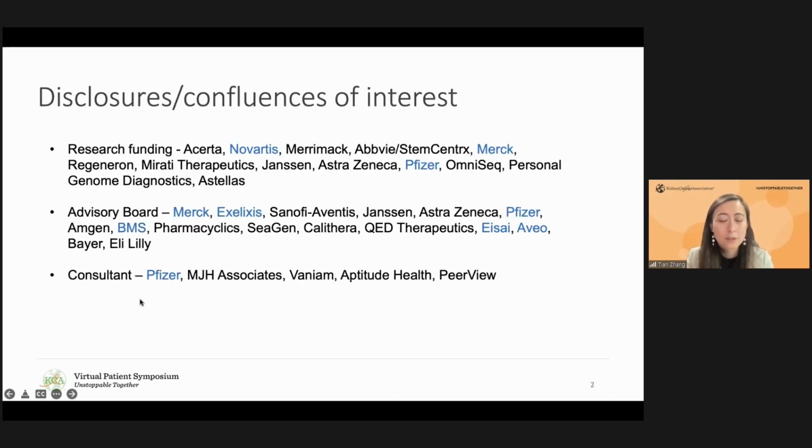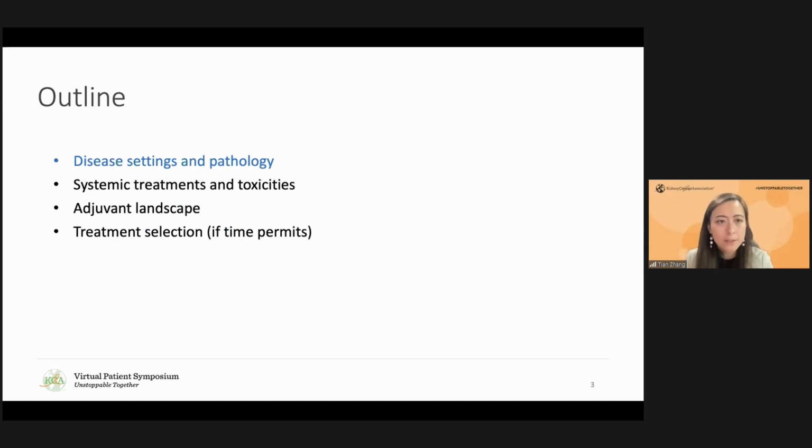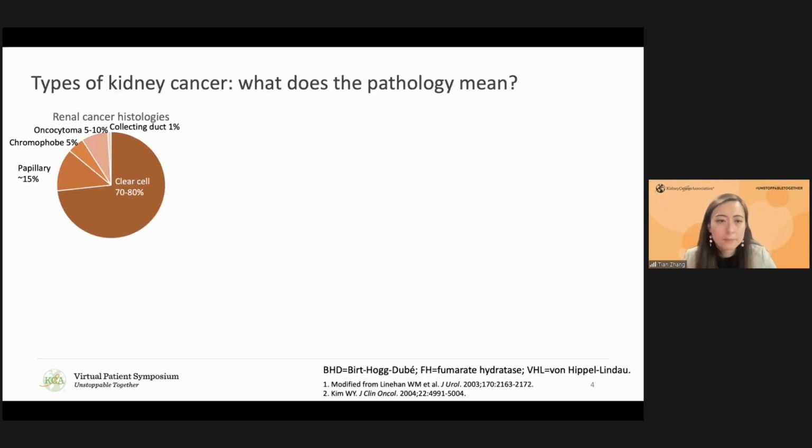With that, my disclosures, the ones in blue, pertain to companies that have approved therapeutics in kidney cancer. All right, so today I wanted to talk through disease settings and pathology, some of our newest systemic treatments with immunotherapies, and in particular toxicities, and think about side effects as you all start facing some of these treatments. The newest addition in the adjuvant landscape, so post-op treatments, and then treatment selection if time permits.